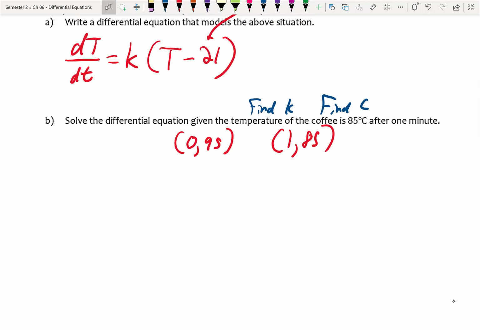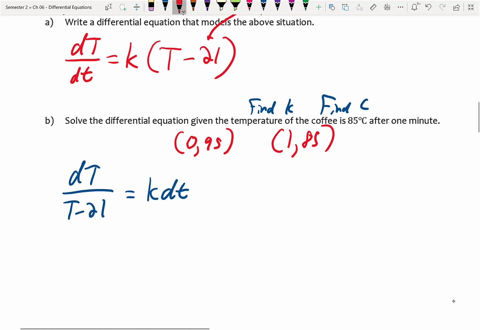It is a separable differential equation, which means I can divide both sides by T minus 21 and multiply both sides by dt, d little t, and we integrate. When I say separable, I mean that you get all the variables of the same kind on the same side. And that little k is not a variable, that's a proportionality constant that we need to solve for.